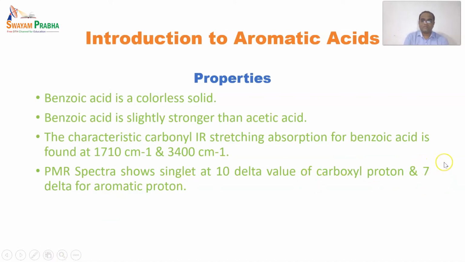and these protons can be seen in the region of 7 delta values, that is the aromatic protons, and 1 singlet. From that it can be confirmed that it is benzoic acid. Here we have taken only a representative example of an aromatic acid, that is benzoic acid. Further reactions, acidity, and preparation methods that we'll be talking about will be based on benzoic acid as a representative example of an aromatic acid.